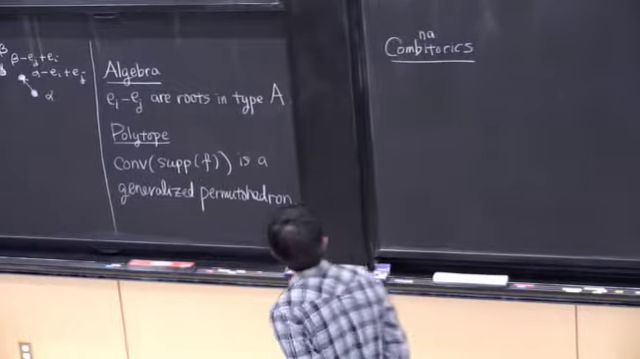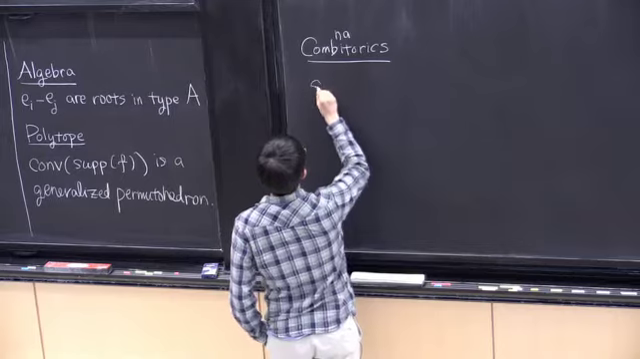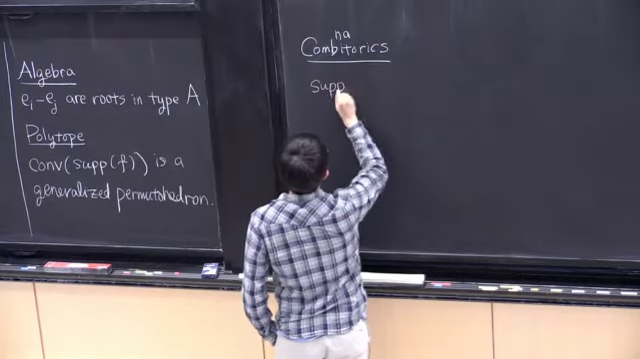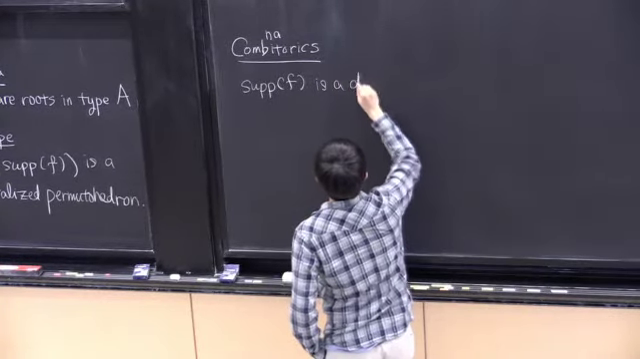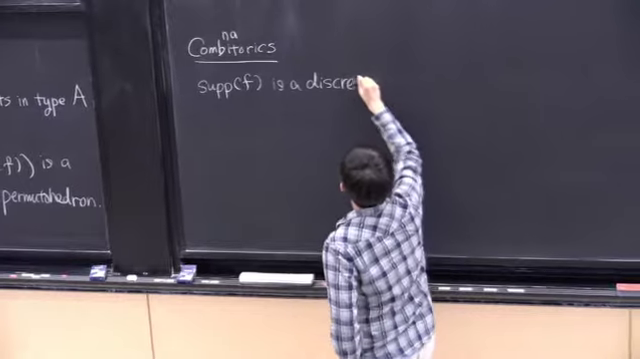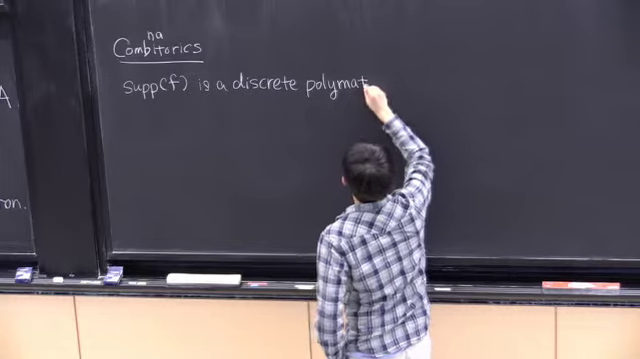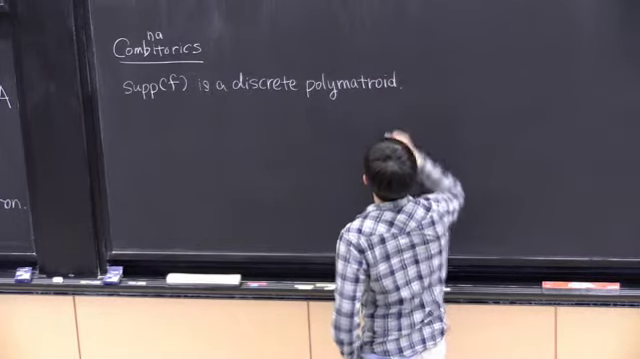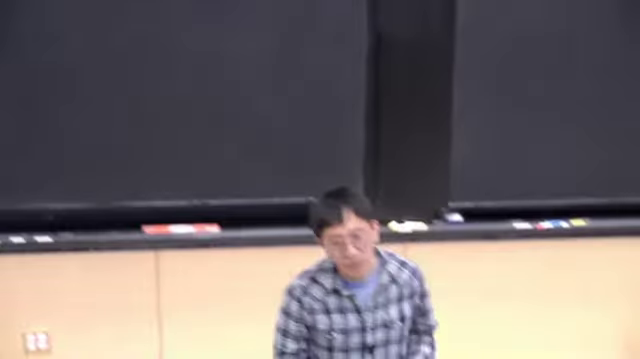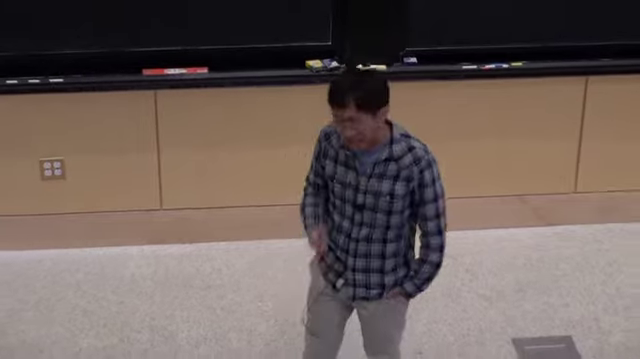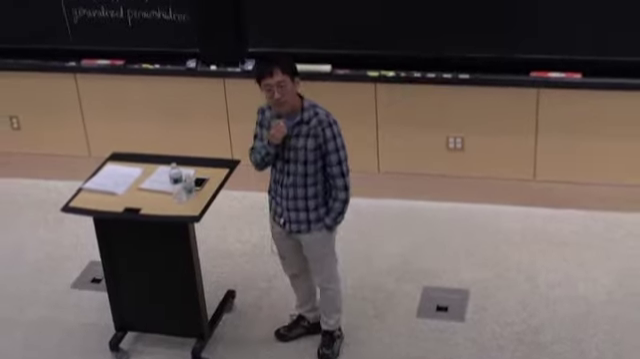And then she's going to tell you that your condition is exactly the condition that support of F being a discrete polymatroid. So you ask her what is a discrete polymatroid. And then she's going to tell you that it's just like matroid, except that you allow multisets in basis. So you ask her what is a matroid.